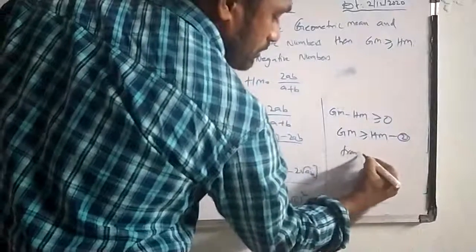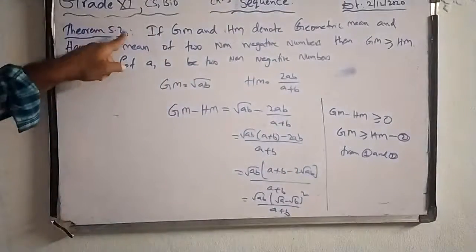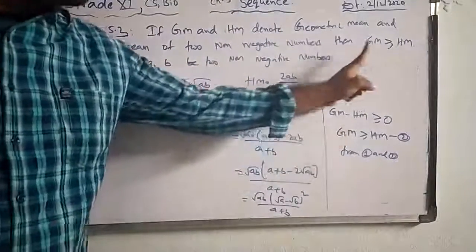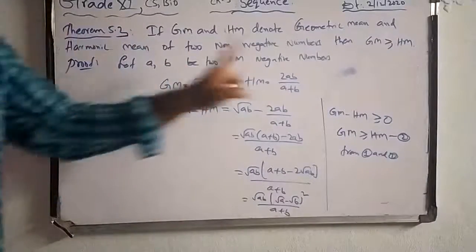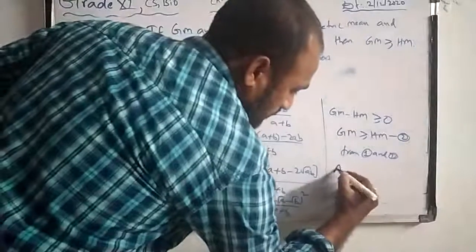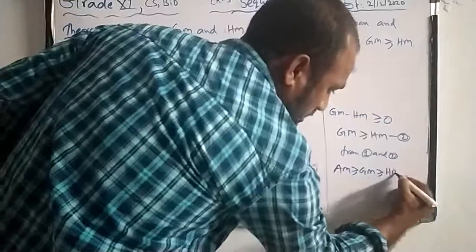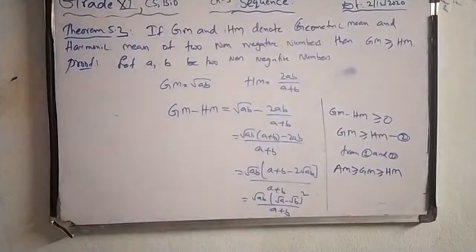So from 1 and 2: in the above theorem 5.2 I have proved that arithmetic mean is greater than geometric mean. In this theorem we have proved that geometric mean is greater than harmonic mean. So from 1 and 2 I can say that arithmetic mean is always greater than or equal to geometric mean, is always greater than or equal to harmonic mean.